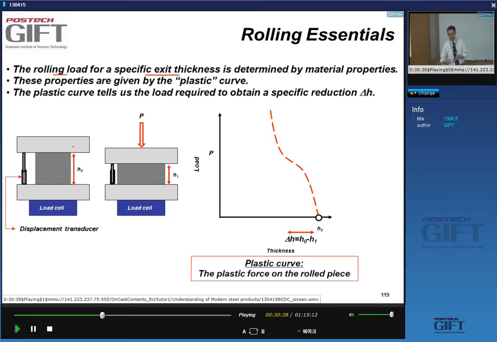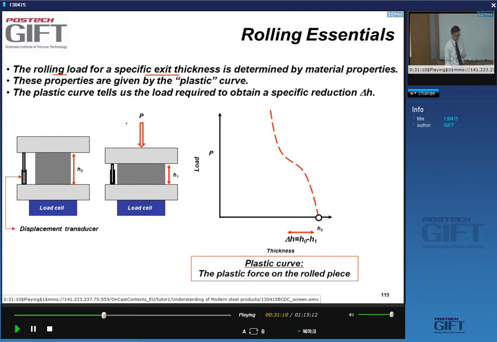So, this is a very simple experiment, yes? How to get this material, the plastic curve. We have the material here. It has a thickness H0, yes? And it's at a certain temperature. And I have a tool up here and a tool down here. And I have a device to measure this distance, yes? Okay, so the displacement transducer and the load cell, which is a pressure transducer.